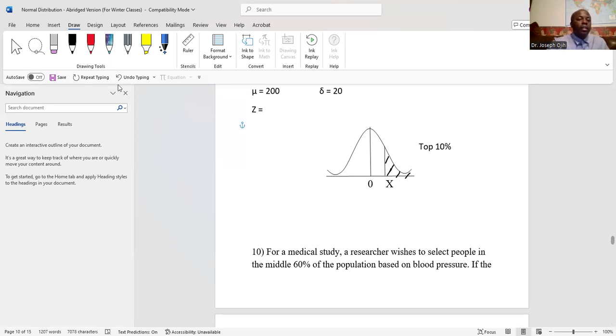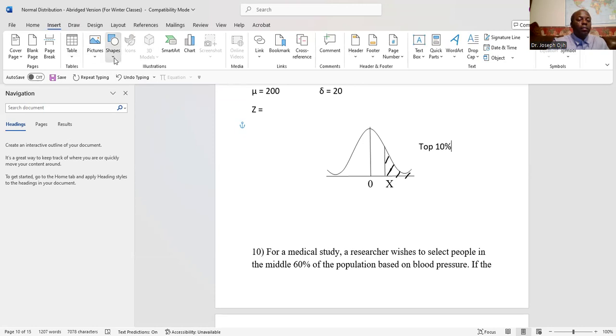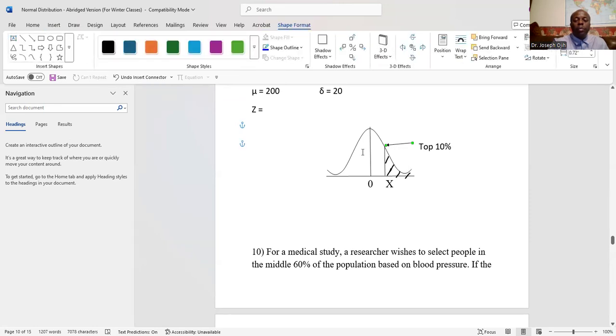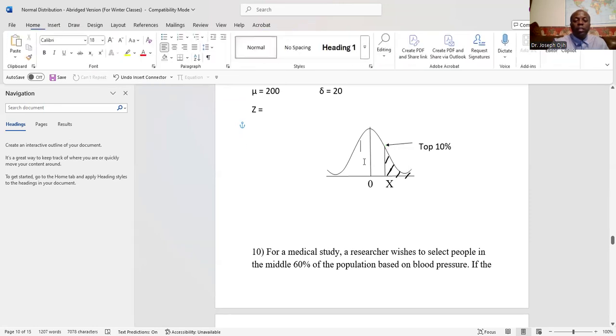So it's at the tail of the bell curve. See, it's the top 10% right here. So that means 90% will be below it. 90% will be below this score. Okay. So the whole unshaded part represents 90%. You're in the top 10%.